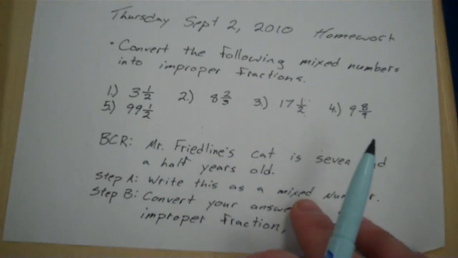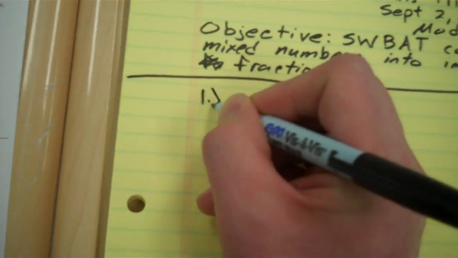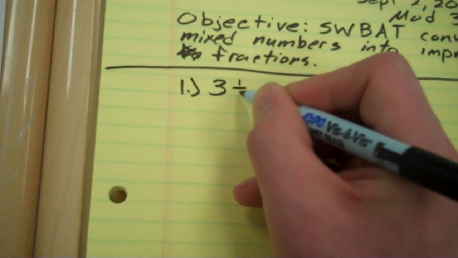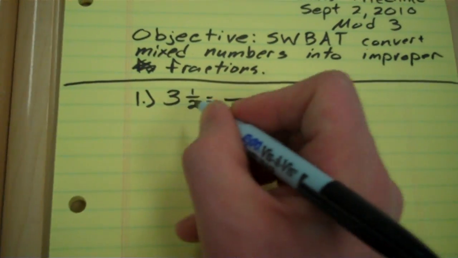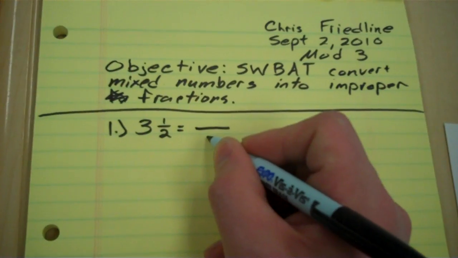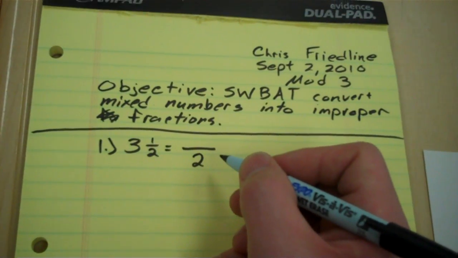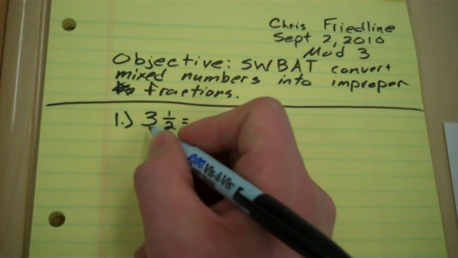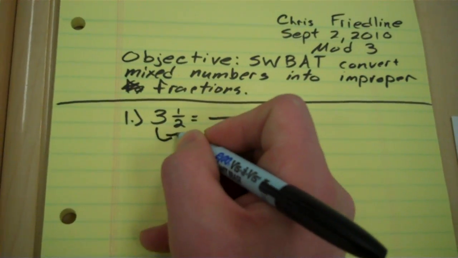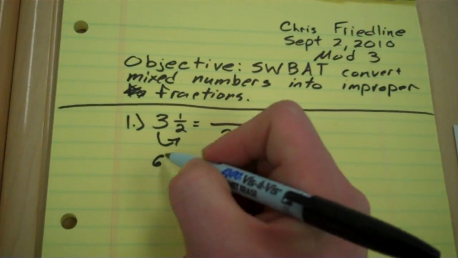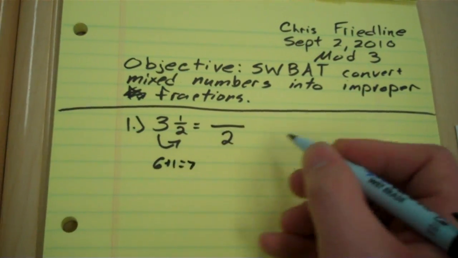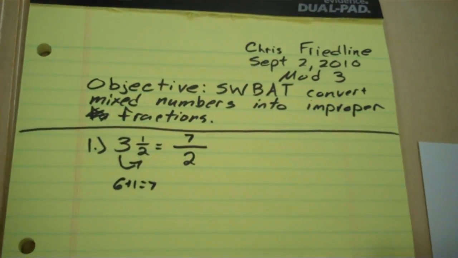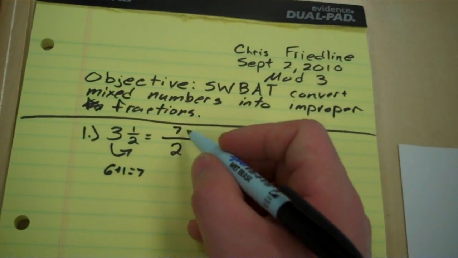I'll do number 1 for you. Number 1 says 3 1/2. So over here is my work shown part, 3 1/2. I know that the first thing I do is put an equal sign and a new fraction bar. Second thing I do is I carry over my 2. My denominator is going to stay the same. After that, I'm going to multiply my whole number times my denominator. 3 times 2 is 6. And then I go 6 plus my numerator 1 is 7. So my new answer is 7/2 as an improper fraction.